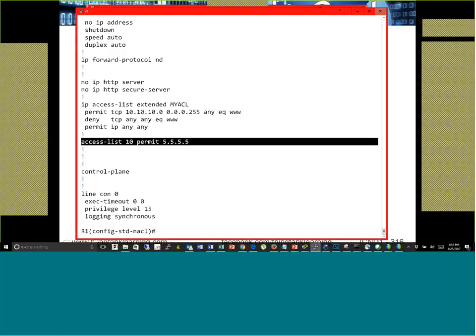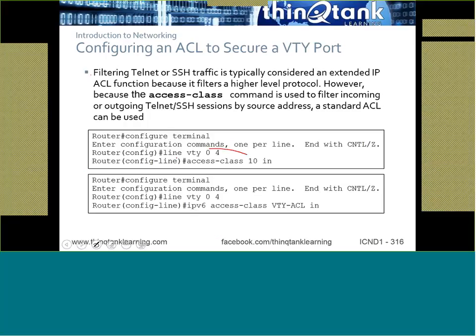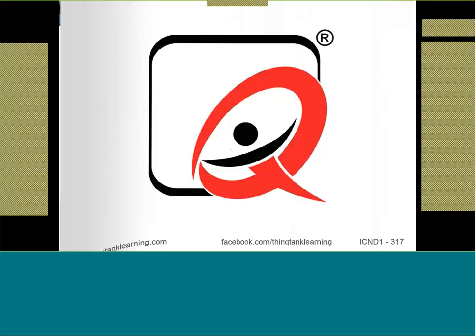We use the access-class command to do that, not access-group. When we're applying an access list to an interface, we use access-group. When we're applying an access list to the VTY, we use access-class. Alrighty, that's the end of that chapter.